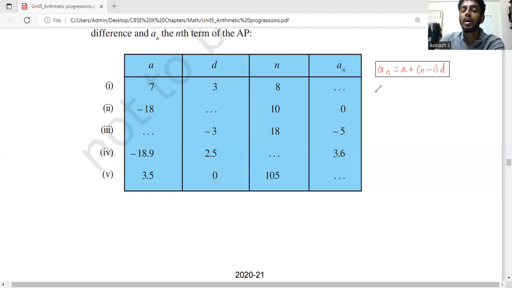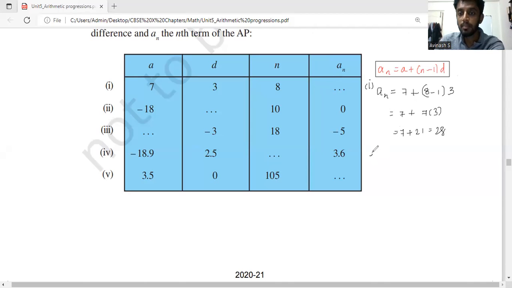Now, very important thing that we need to know here is a_n we don't know. So in this first subdivision, we don't know the value of a_n. We will have it as a_n. That has been given as a blank. And the value of a is 7. And then n we know, which is 8. We substitute it in the formula, and d is 3. Now this will become 7 plus (8 minus 1) is 7, and 7 times 3. So this will be 7 plus 21. So we'll be getting 28. So this is the answer for the first subdivision.